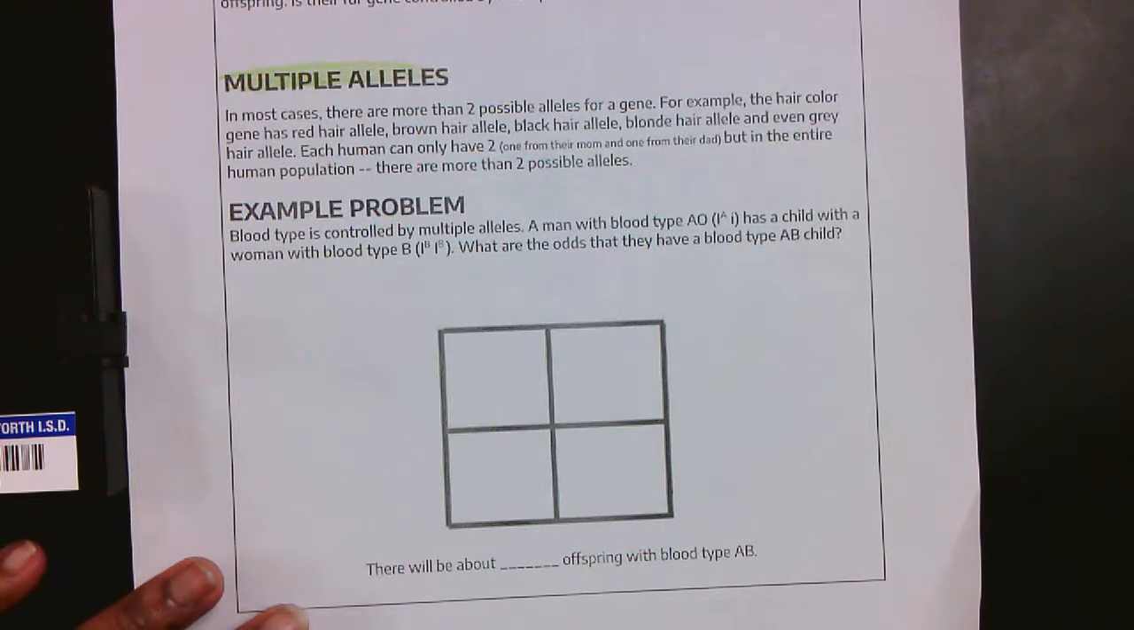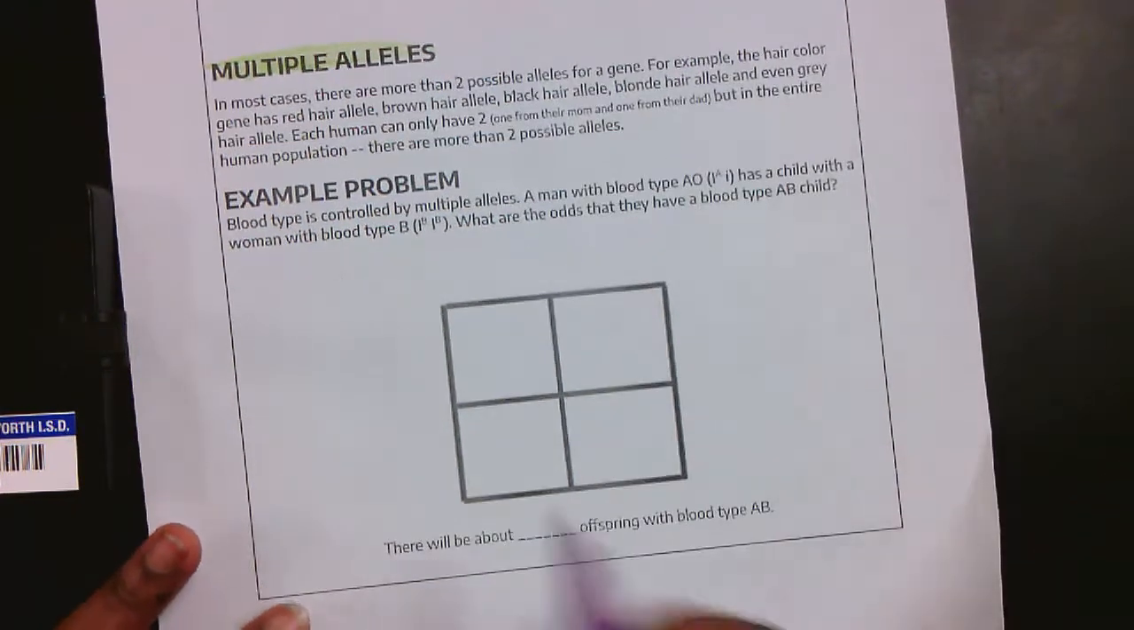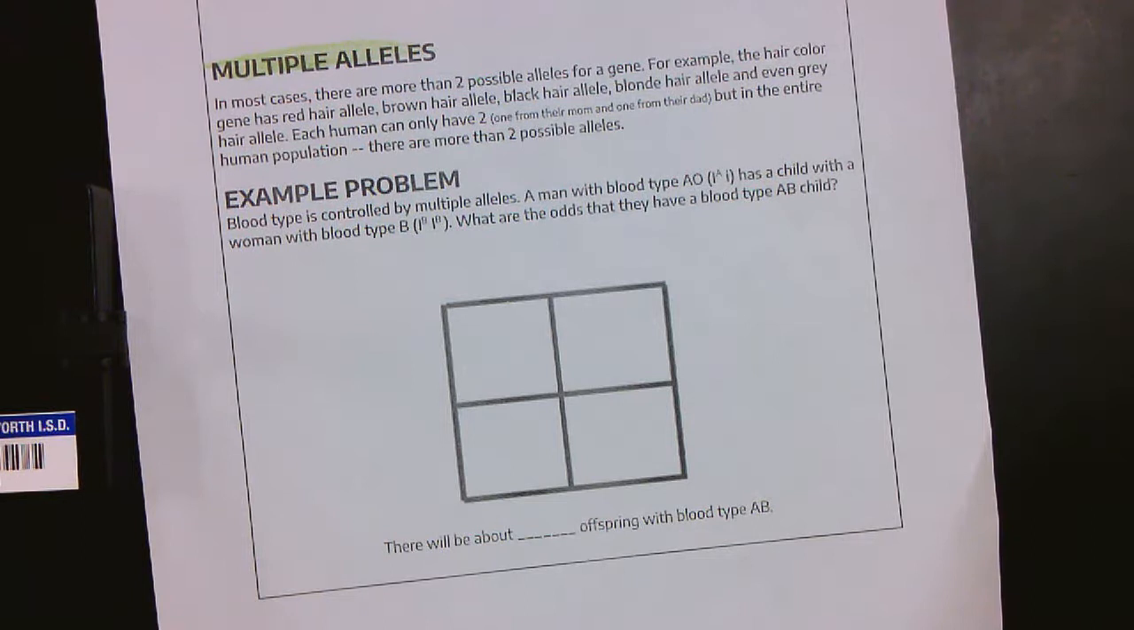So what does that look like? Well, for example, blood typing. Blood typing is controlled by multiple alleles.